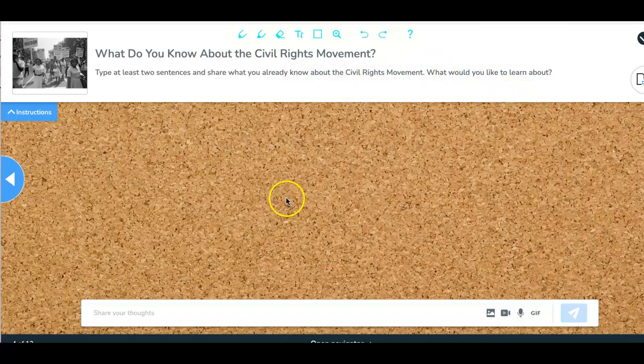So this would be about 2 sentences. They would have to share their thoughts, what they want to learn about, and what they already know. So this is definitely beneficial for me to see the students' background knowledge on what they already know about the Civil Rights Movement.